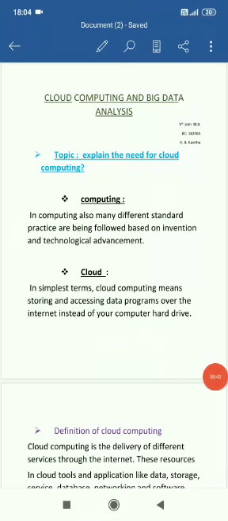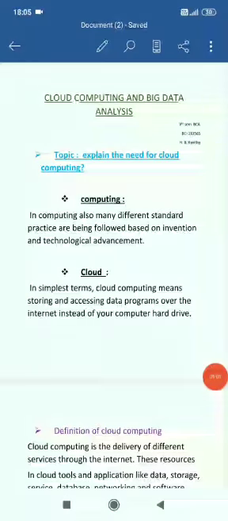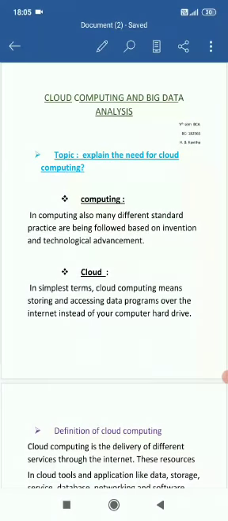Next, what is cloud? In simple terms, cloud computing means storing and accessing data and programs over the internet instead of your computer hard drive. Ultimately, the cloud is just a metaphor for the internet. That means data is stored in the cloud, and you run or access programs using the internet. That's called the cloud.